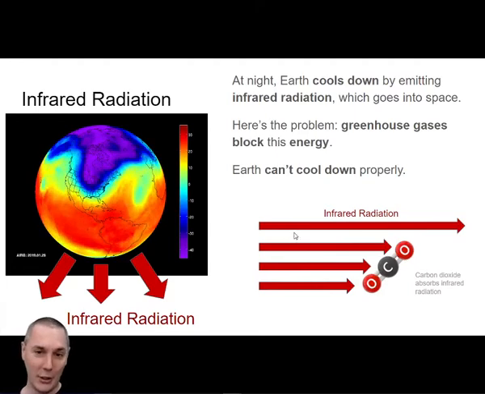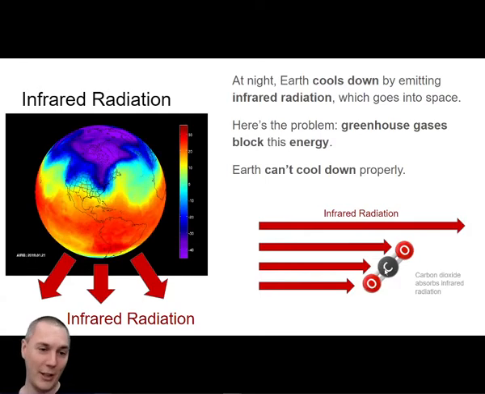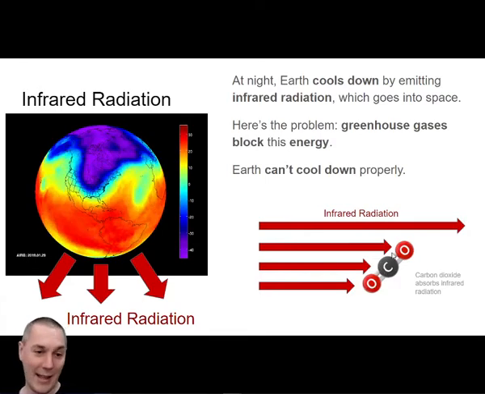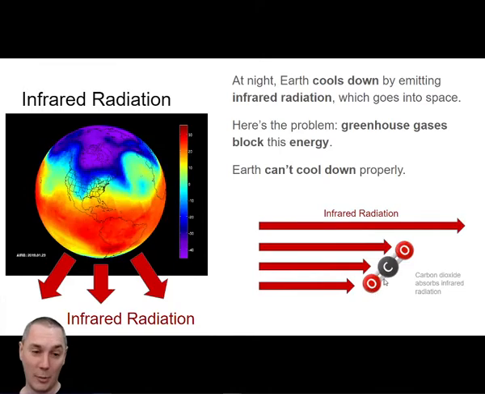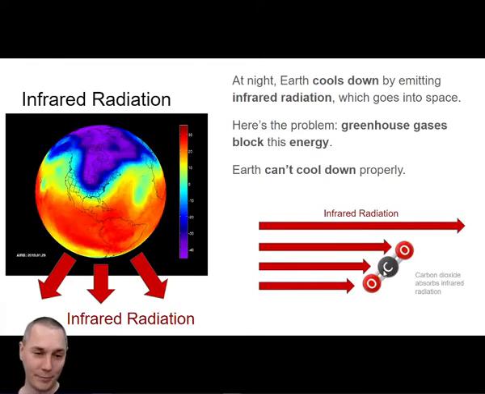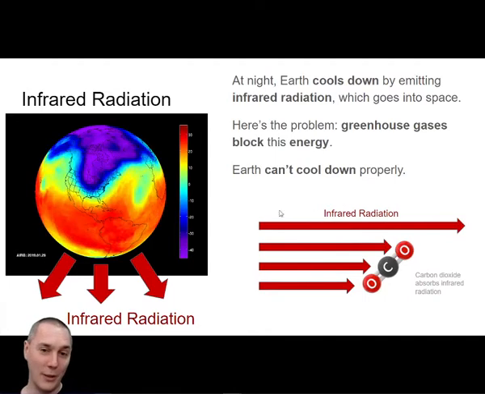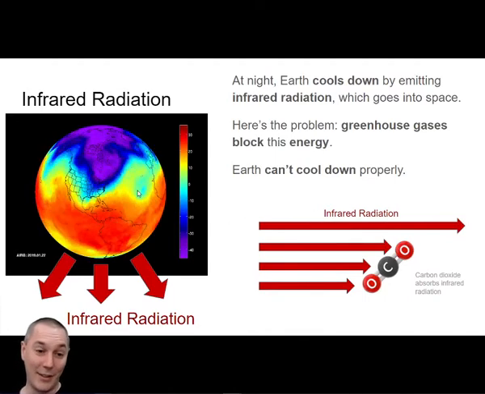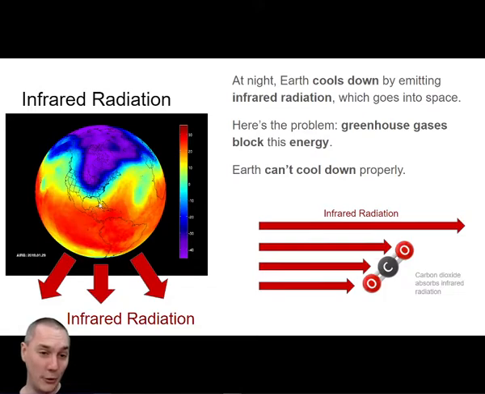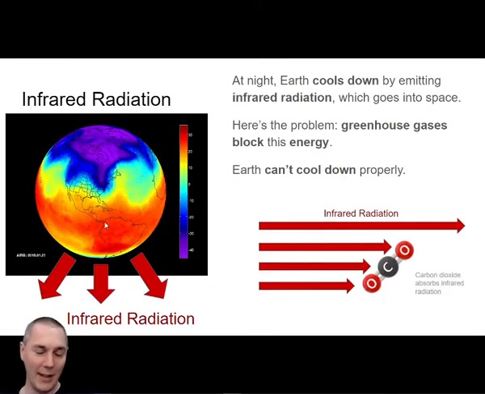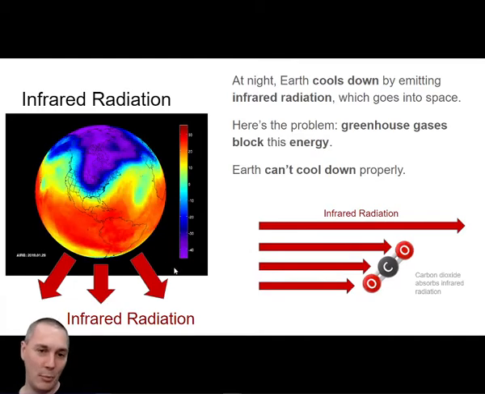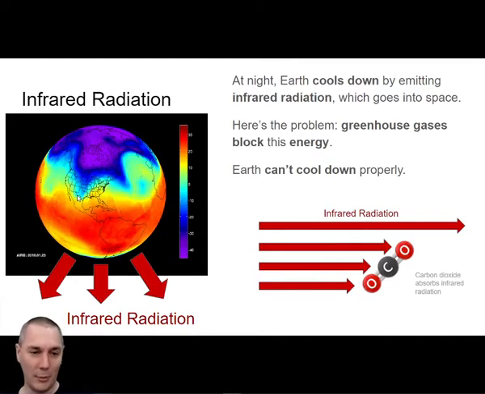This little picture here shows some infrared radiation coming past, and bam, it hits some carbon dioxide, which is a greenhouse gas, and the energy gets absorbed and locked up inside this molecule here. That means that the Earth cannot cool down properly, so it stays warmer than it should. The heat gets trapped inside. Just imagine it like a little blanket trapping the heat where it shouldn't. It should be escaping and cooling down, but no, it's getting trapped inside.